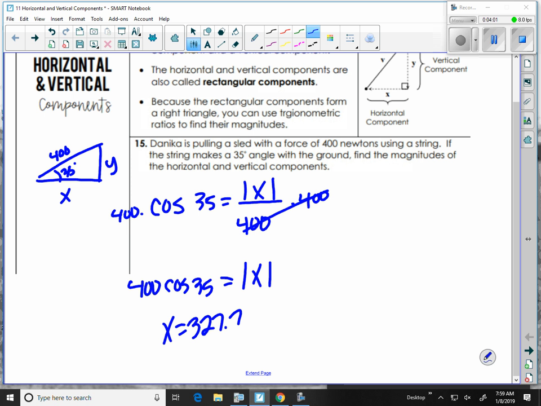Now, what are we talking about here? I think it should be newtons. Let me make sure. Or is it in pounds? Yep, newtons. Okay, now, if we just solved for x, is that the horizontal or the vertical component? If you look up here. Horizontal or vertical component? Horizontal, right? It's the flat one, right here. So that's horizontal.